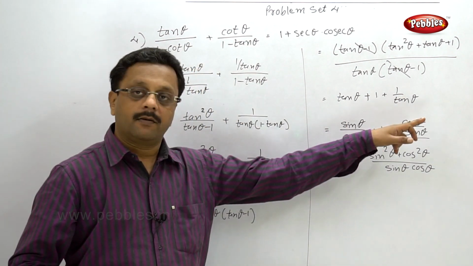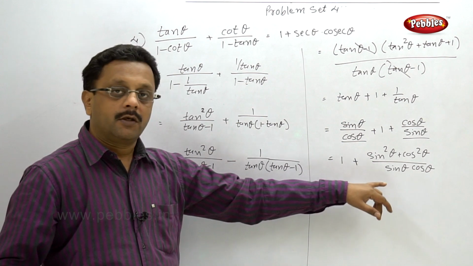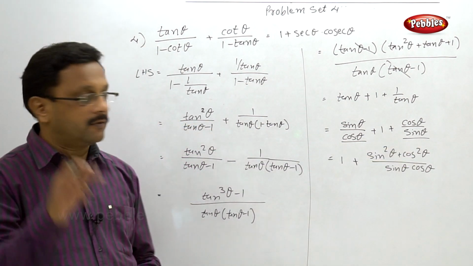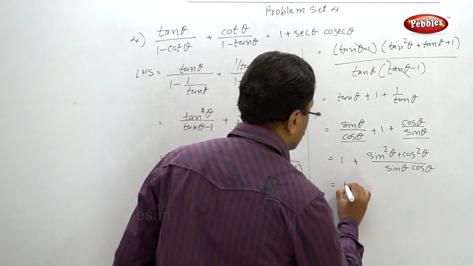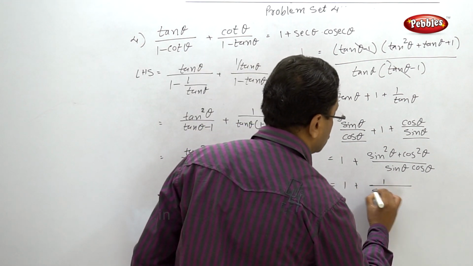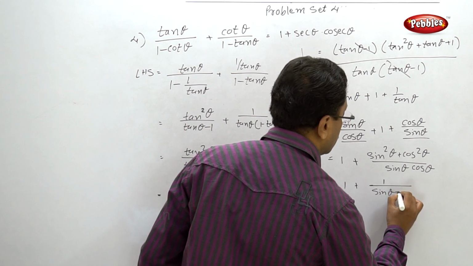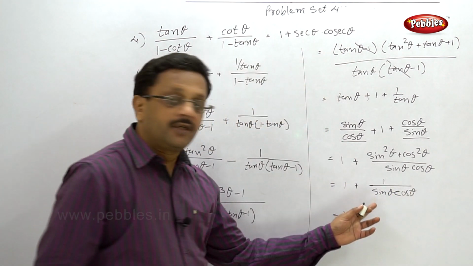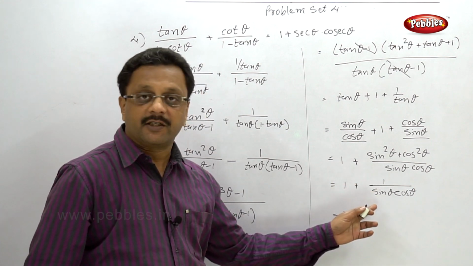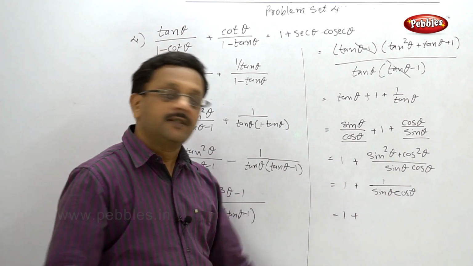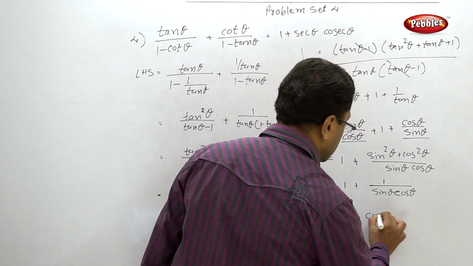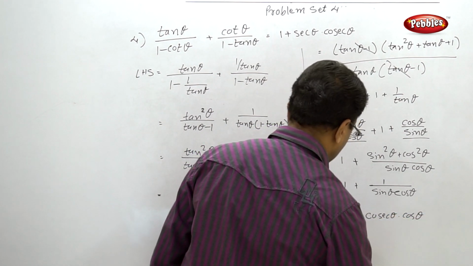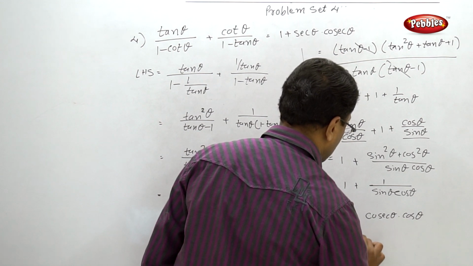Cross multiply, and I got this. But as you know, sin square theta plus cos square theta is 1, which identity we know. So 1 plus 1 upon sin theta into cos theta, and 1 upon sin theta is cosec theta, 1 upon cos theta is sec theta. So we have 1 plus cosec theta into cos theta, that is equal to right hand side.